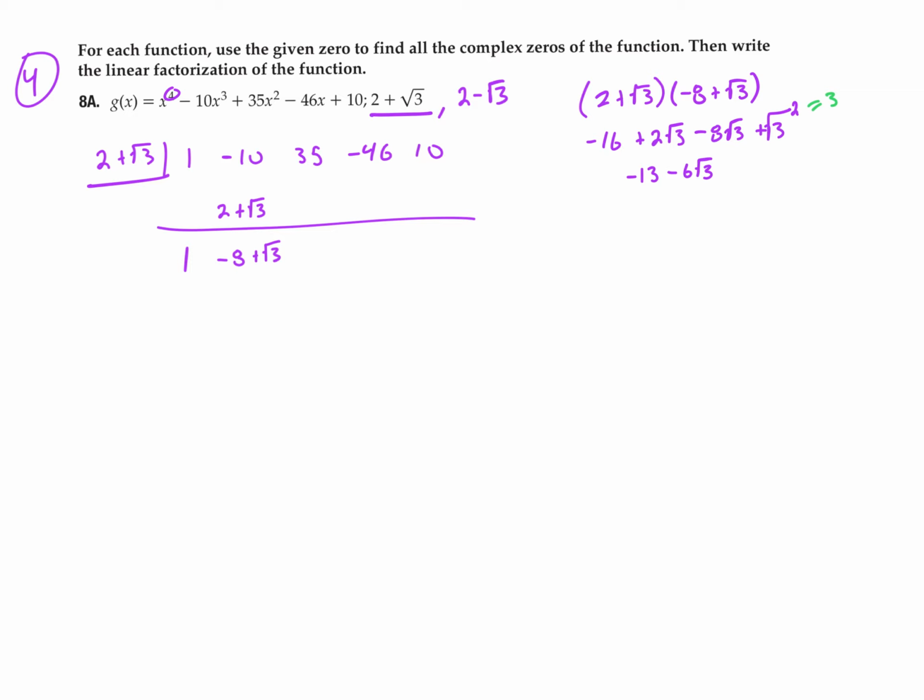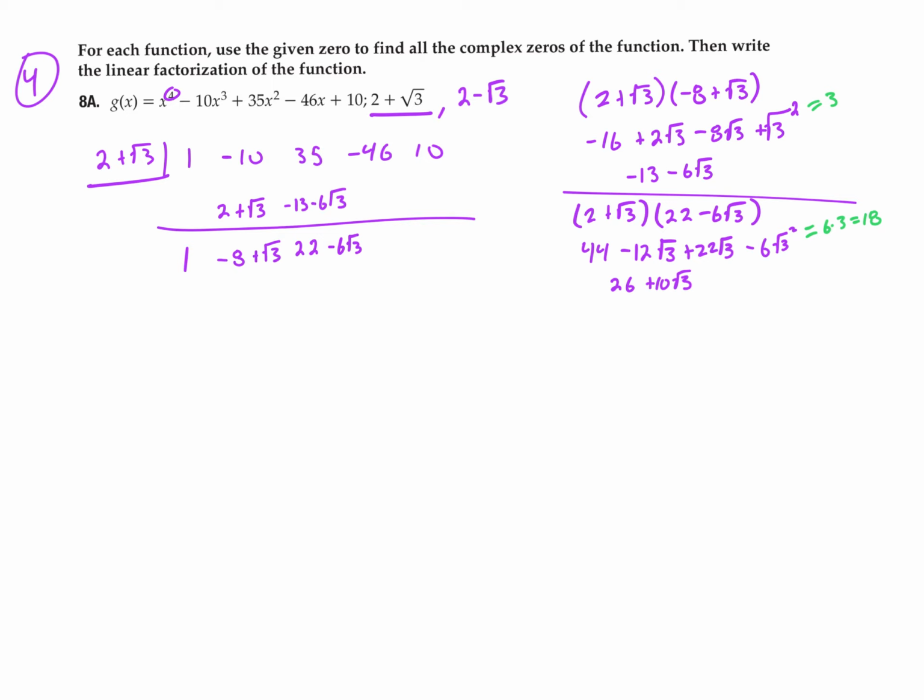So that comes up right here. Negative 13 minus 6 square roots of 3. Add 35 to that. Then multiply this times this. That goes right there. Feel free to pause it and look through this, but I got 26 plus 10 square roots of 3.